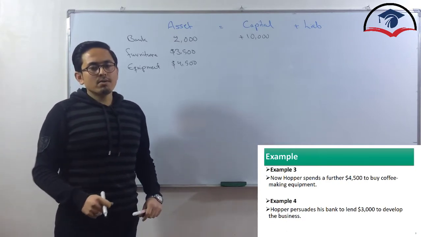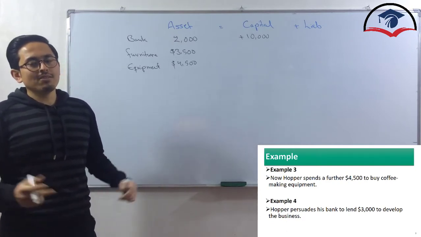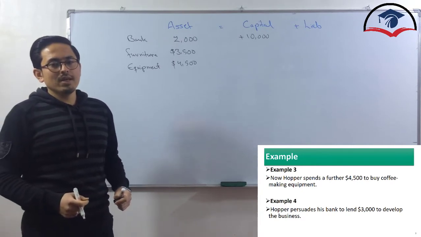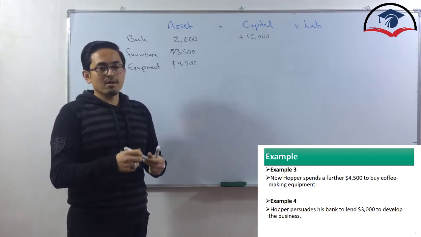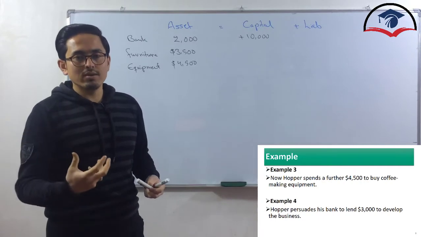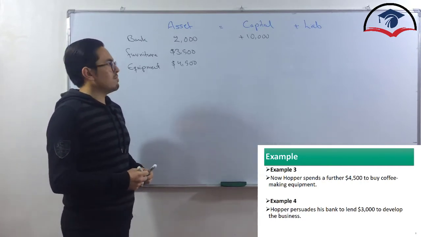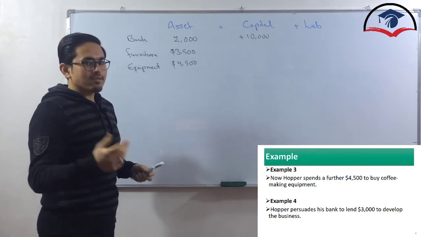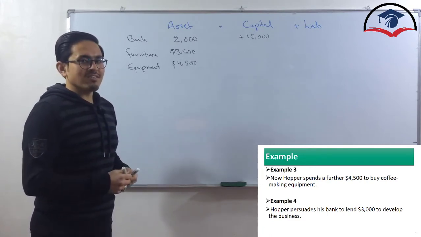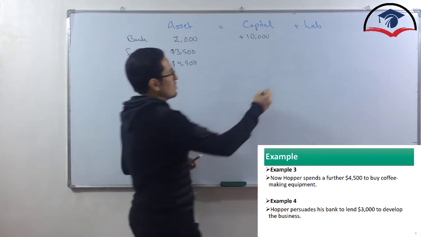Continue. Hopper persuades his bank to lend $3,000 to develop the business. This is the point where he receives some loan, another source of finance for the business, as a liability to the business. So one thing is clear, that the liability of the business increased by how much? By 3,000.